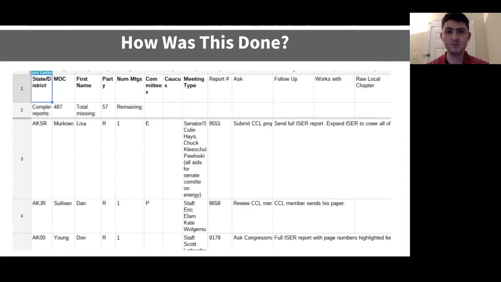And so what does this look like? Well, this is an example of the spreadsheet that I'm working in, and you can see some of the data that we include.